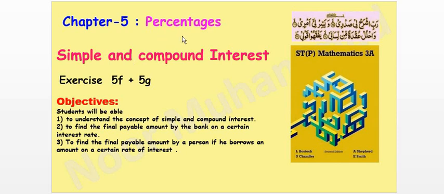Bismillahirrahmanirrahim. Topic 5, percentages, simple and compound interest. So our main objectives are to understand the concept of simple and compound interest, to find the final payable amount by the bank on a certain interest rate, to find the final payable amount by a person if he borrows an amount on a certain rate of interest. So all these objectives are going to be achieved using the main concept of percentages.